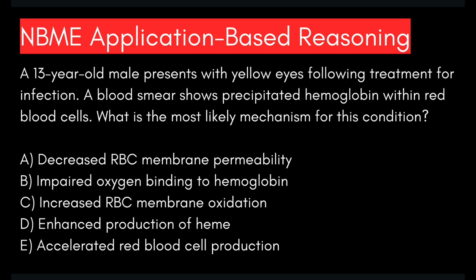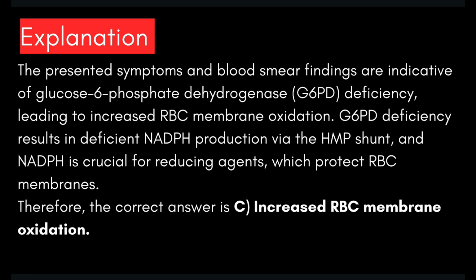I'm moving on. The presented symptoms and blood smear findings are indicative of glucose-6-phosphate dehydrogenase (G6PD) deficiency, leading to increased RBC membrane oxidation. G6PD deficiency results in deficient NADPH production via the HMP shunt, and NADPH is crucial for reducing agents which protect red blood cell membranes. Therefore, the correct answer here is C, increased red blood cell membrane oxidation.